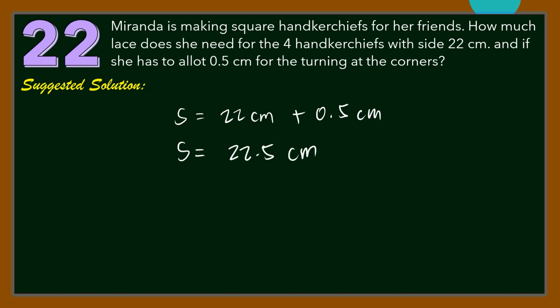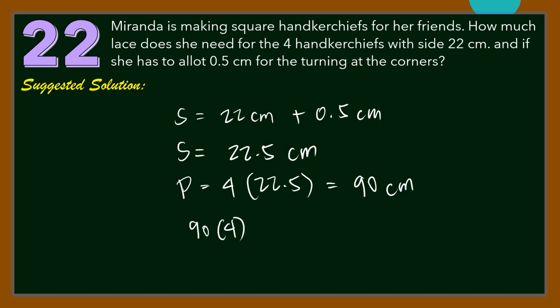Since the perimeter of a square is 4 times the length of its side, then each handkerchief will be 4 times 22.5 centimeters in perimeter, and that is equal to 90 centimeters. Miranda will be making 4 handkerchiefs, so we have 90 times 4. Miranda will be needing 360 centimeters of lace.